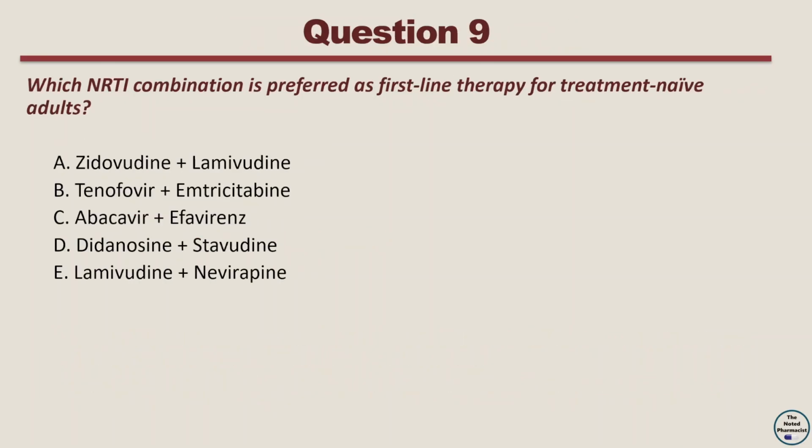Question 9. Which NRTI combination is preferred as first-line therapy for treatment-naive adults? Option A, zidovudine and lamivudine. Option B, tenofovir and emtricitabine. Option C, abacavir and efavirenz. Option D, didanosine and stavudine. Option E, lamivudine and nevirapine.